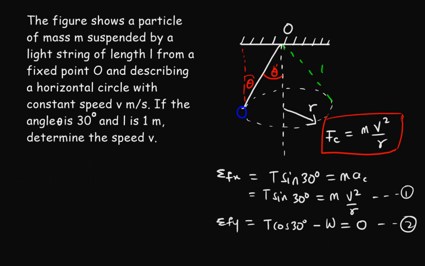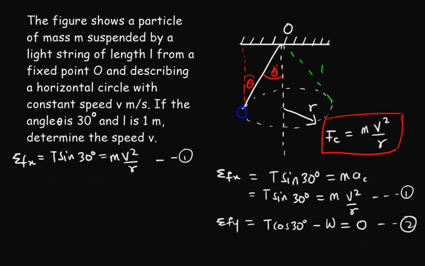So let's go ahead and work with the equations. Looking at equation 1, the sum of the forces in the x direction gives T sine 30 degrees equals mv squared over r. In the question, we are not given the actual value of r. If we leave it this way, we are going to have unknowns in this equation. So to avoid this, let's do some substitution for r.